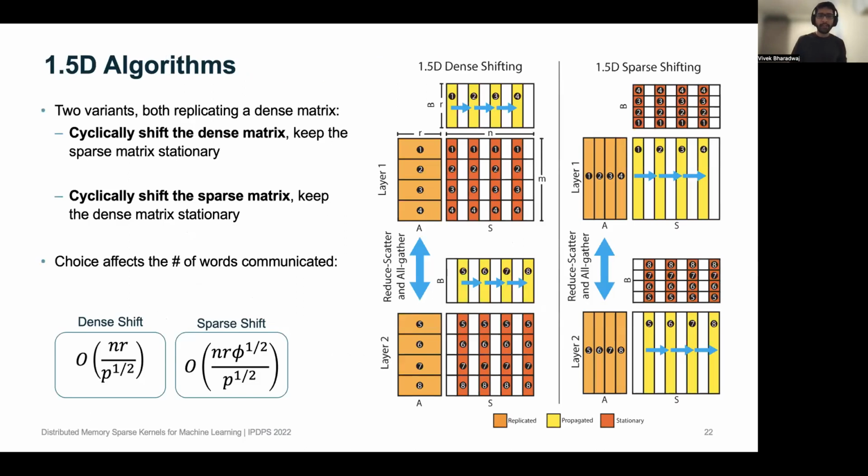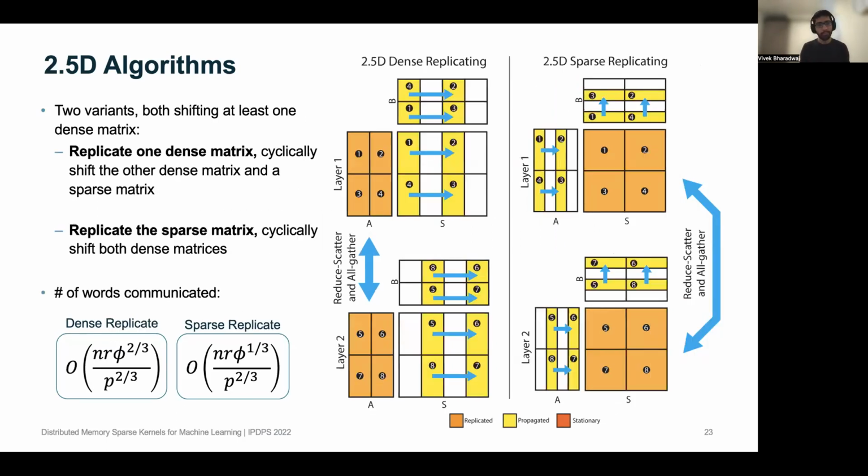Now, for our 1.5D algorithms, again, we have two variants. You can either cyclically shift the dense matrix between rounds of local computation and keep the sparse matrix stationary, or you can cyclically shift the sparse matrix and keep the dense matrix stationary. And this choice just affects the number of words that you communicate. For the dense shifting algorithm, you have this NR over P to the 1/2 number of words communicated at max by any one processor. And the sparse shift has the same asymptotic complexity, except you've got this factor phi to the 1/2 in the numerator. So again, the value of phi is going to determine which of these two algorithms is optimal.